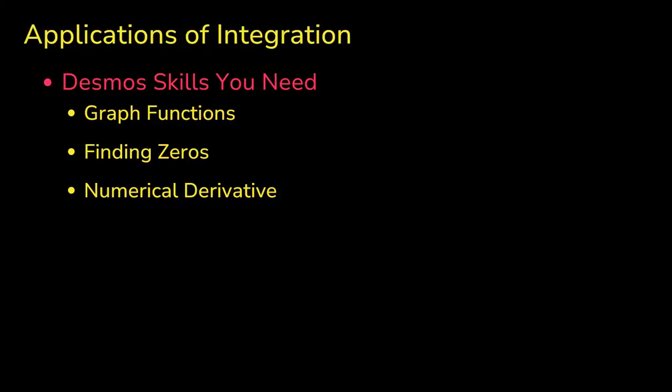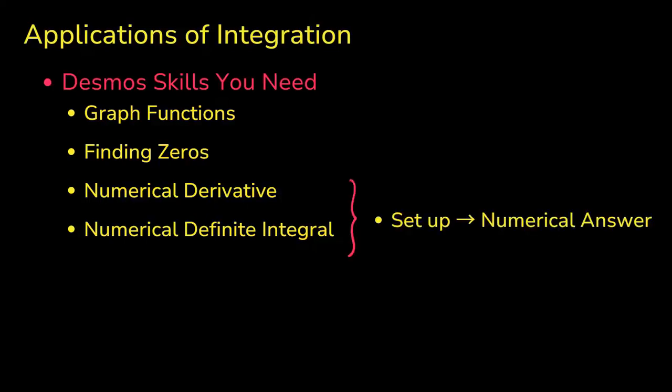Let's talk about Desmos skills you'll actually use. This unit is going to be Desmos heavy. On the AP exam, you need to be able to do 4 primary things with Desmos: graph functions in any viewing window and adjust as necessary, find zeros or the x-intercepts of functions, including intersection points of functions. Third, to be able to compute numerical derivatives. And fourth, compute numerical integrals. Setting up the derivative or integral correctly is the most important part. If you're not comfortable evaluating definite integrals or derivatives with Desmos, this unit is key to practicing that skill.